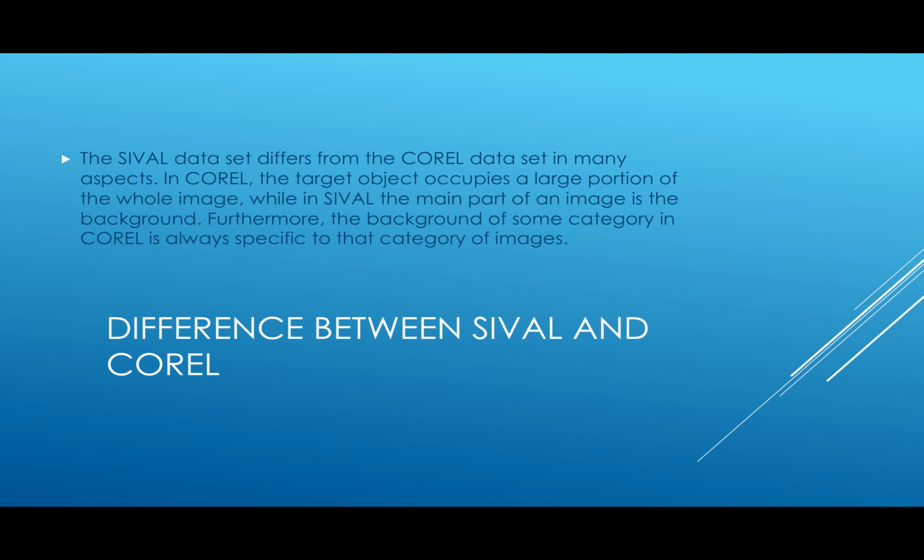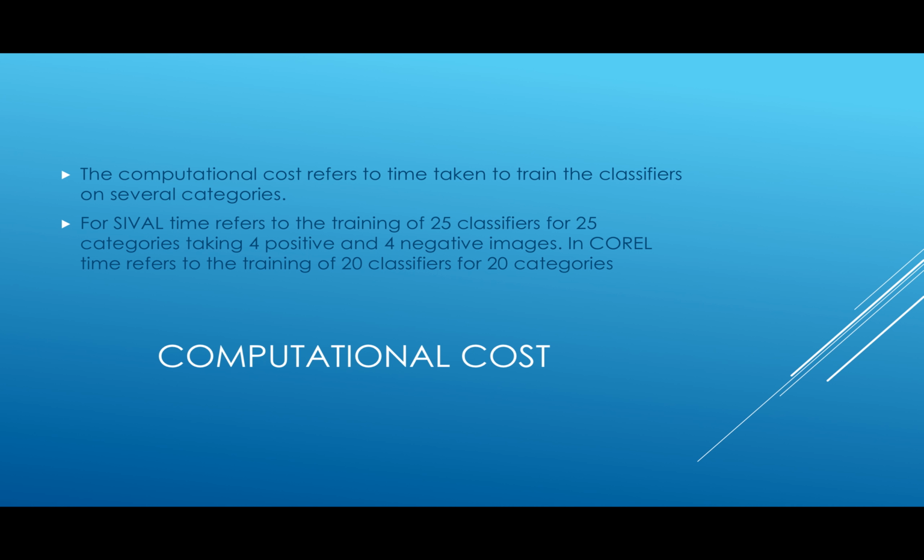The SIVAL dataset differs from the Coral dataset in many aspects. Like in Coral, the target object occupies a large portion of the whole image, while in SIVAL, the main part of an image is the background. Furthermore, the background of some categories in Coral is always specific to that category of images.